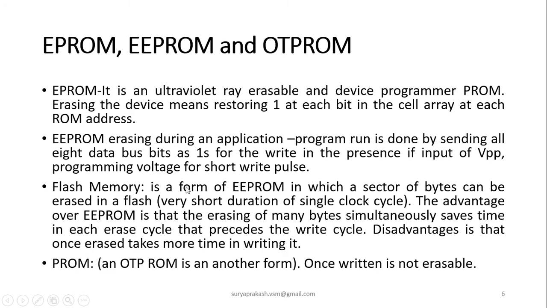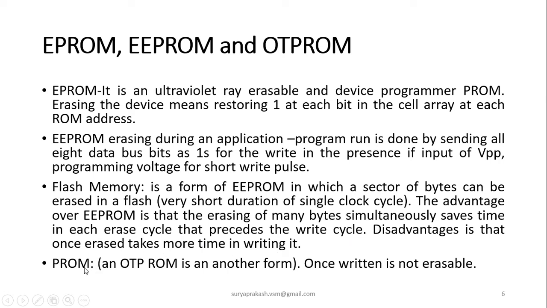Next one is the flash memory. It is a form of the electrically erasable programmable read-only memory, in which the sectors of bytes can be erased in a flash, the very short duration of a single clock cycle. The advantage over EEPROM is that erasing many bytes simultaneously saves time in each erase cycle that precedes the write cycle.